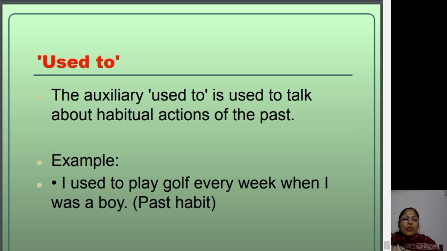Used to, the auxiliary used to, is used to talk about habitual actions of the past. For example, I used to play golf every week when I was a boy. It is a past habit. I do not have this habit now.